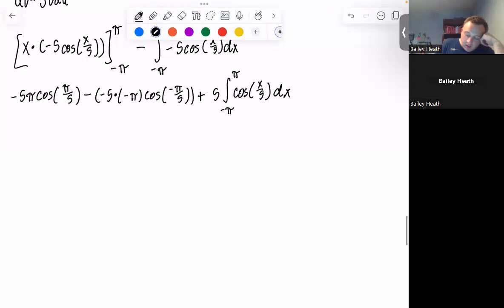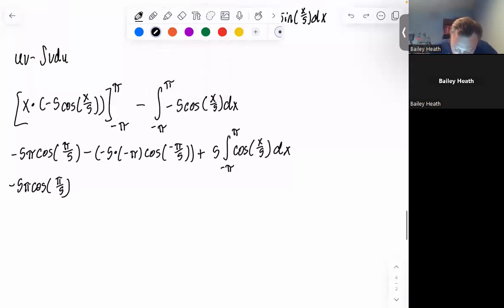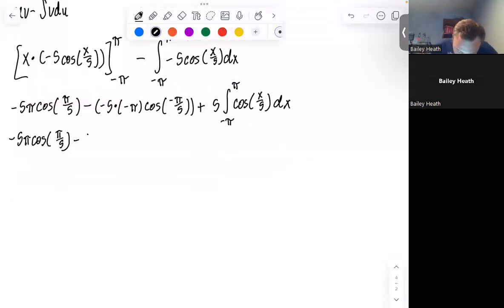Okay. Now, let's look at this first part again. Let's clean things up a little bit. So I get minus 5 pi cos pi over 5. And then I'm going to get what? Plus, oh boy, there's a triple negative here, I think. Yeah, there's a triple negative. So we'll get minus 5 pi cos minus pi over 5.